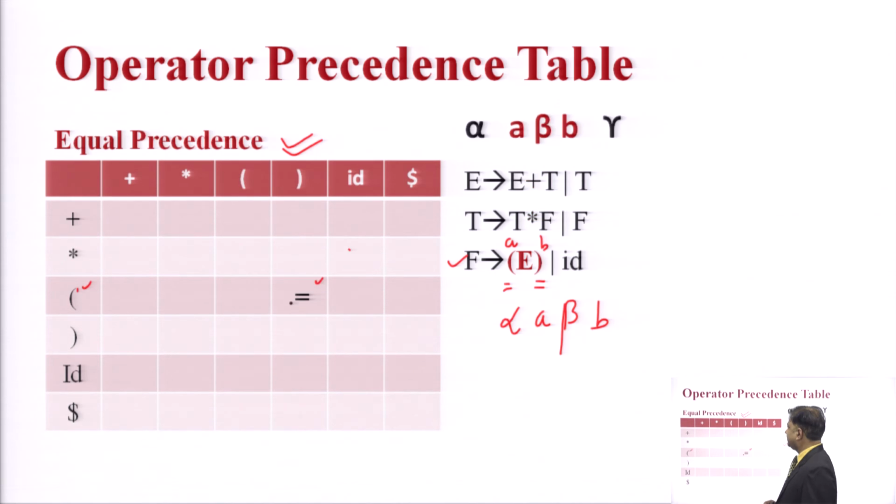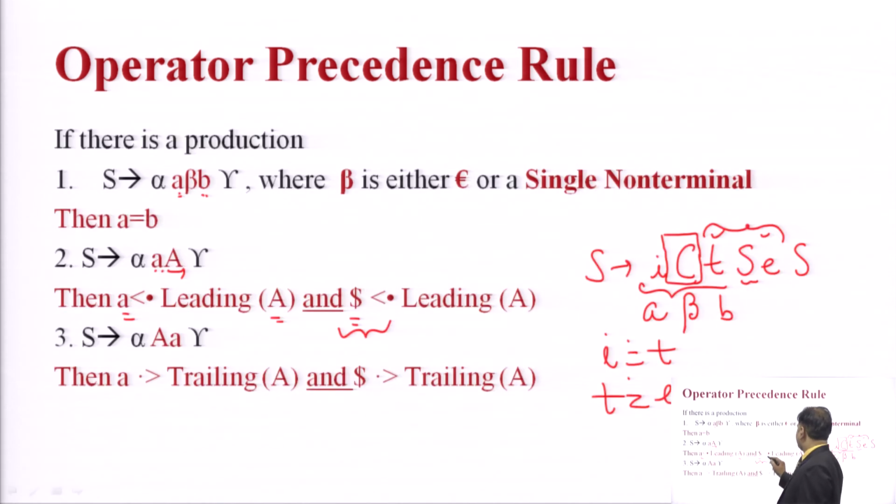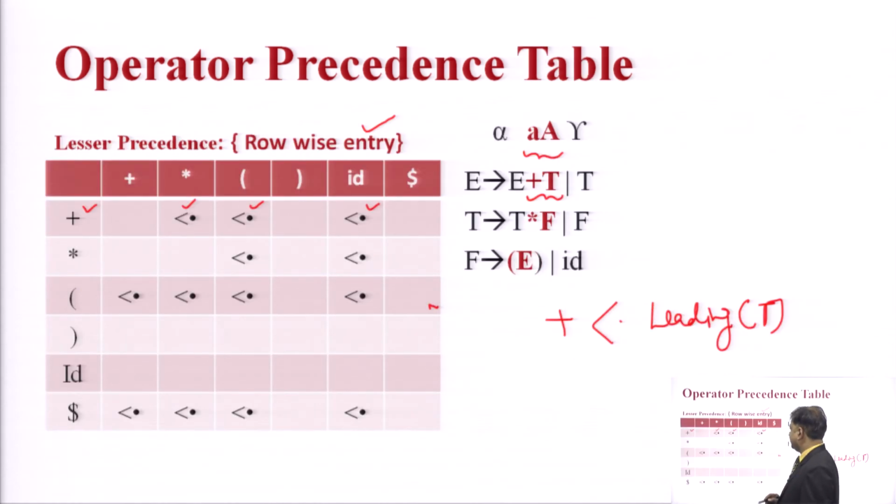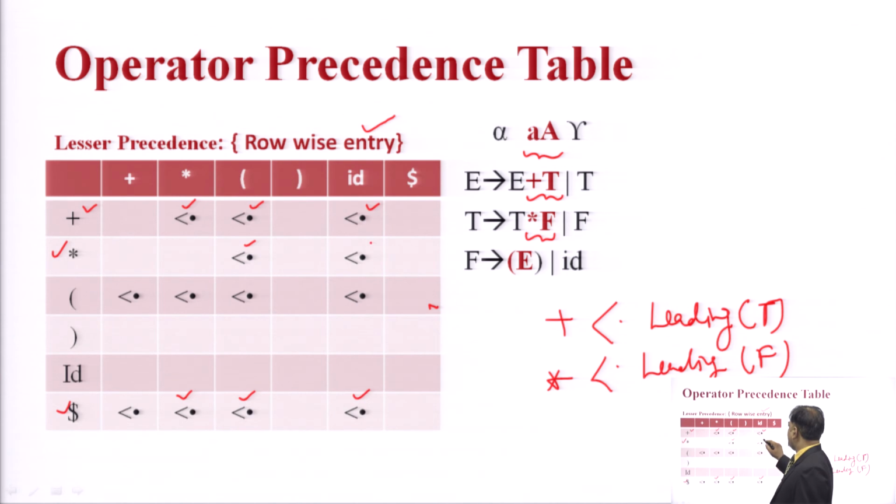And also define dollar sign has less precedence with the leading of A. So, this is my dollar symbol. Dollar also I have defined, dollar is having less precedence with the leading of T, that means this and this, right. Now we come to the star F, that means star is having less precedence with the leading of F, that means a star and the leading of F means the opening bracket and ID.